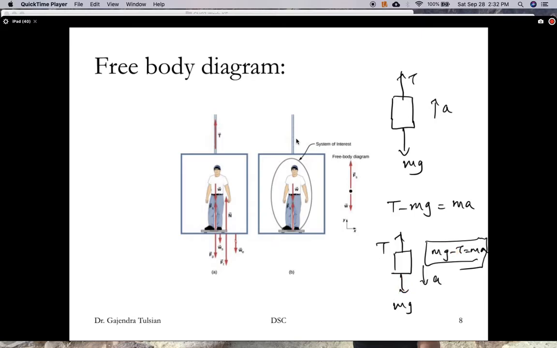Now you can have acceleration upward while the elevator is starting to go up and accelerating up, or the acceleration can be up while the elevator is coming down and slowing down. But anyway, when the acceleration is upward, that's when the tension is the greatest.